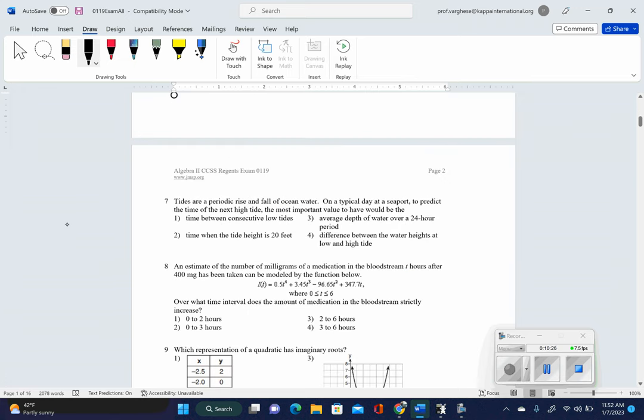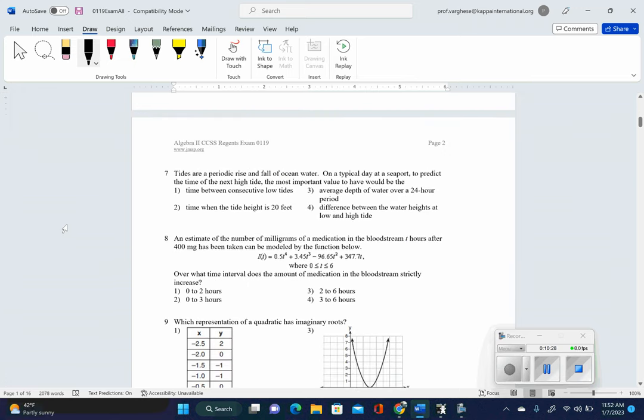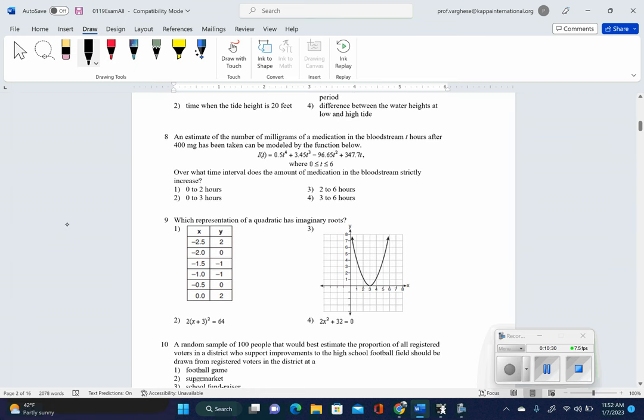Okay, 7. Nope, not a calculator question. Over what time interval does the amount of medication increase? Okay, I know what increases means, right? That it goes up. So I could plug this into the calculator and see where on the graph it increases. That's pretty straightforward to do. Let me do that.